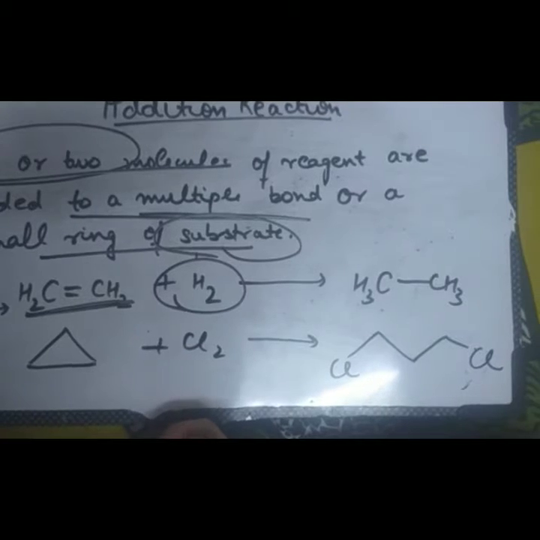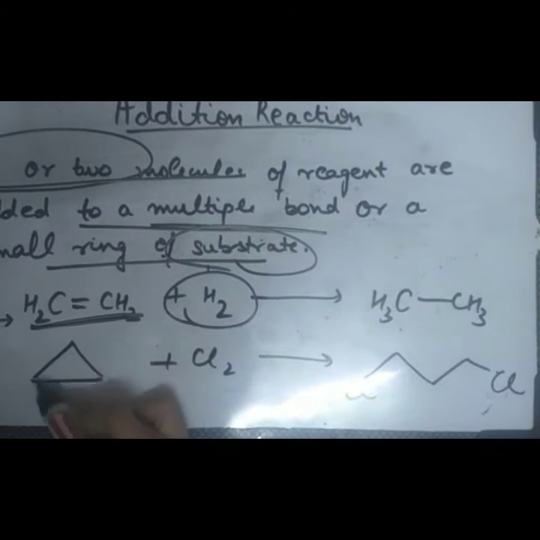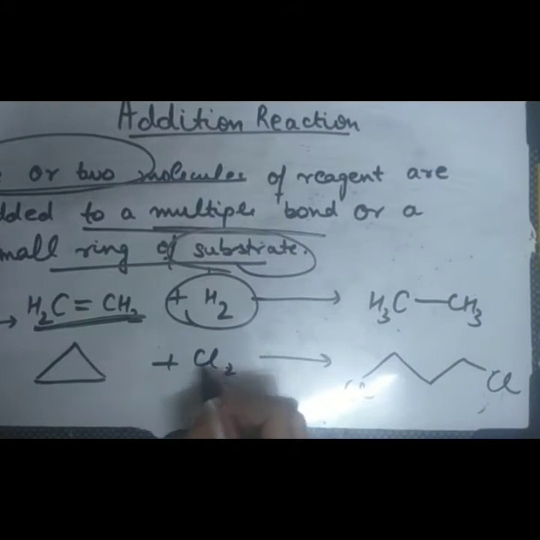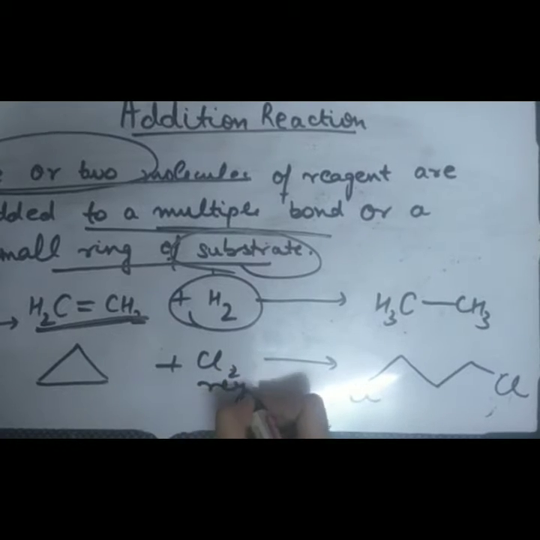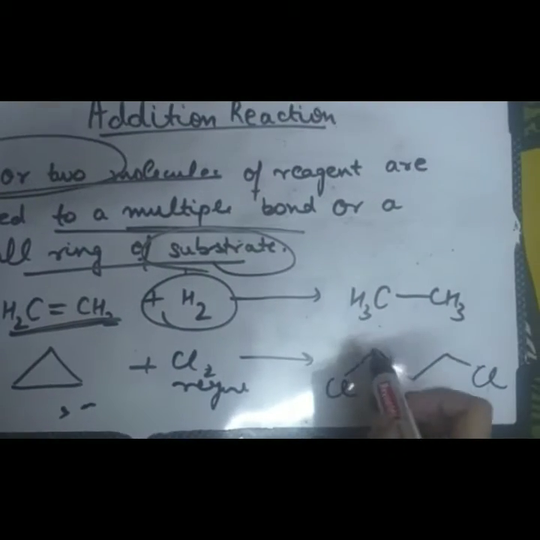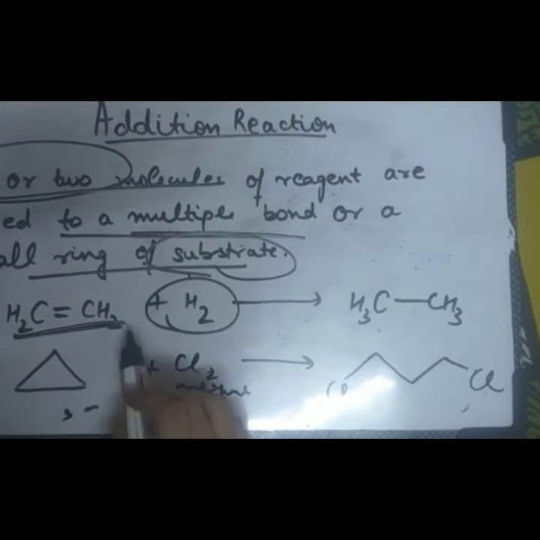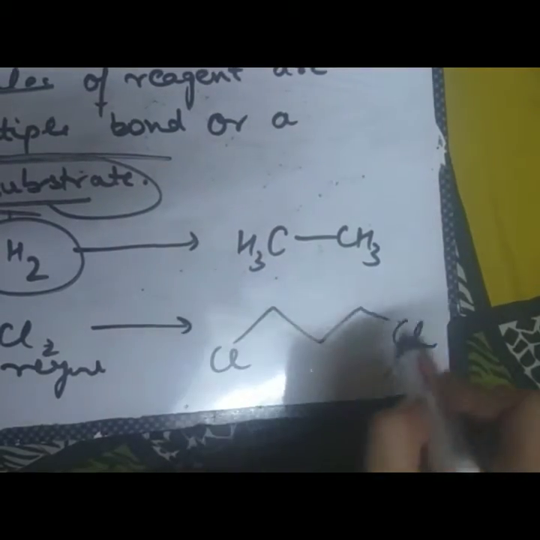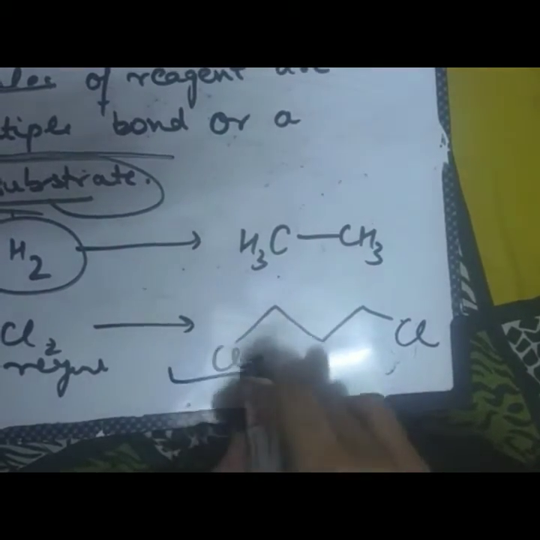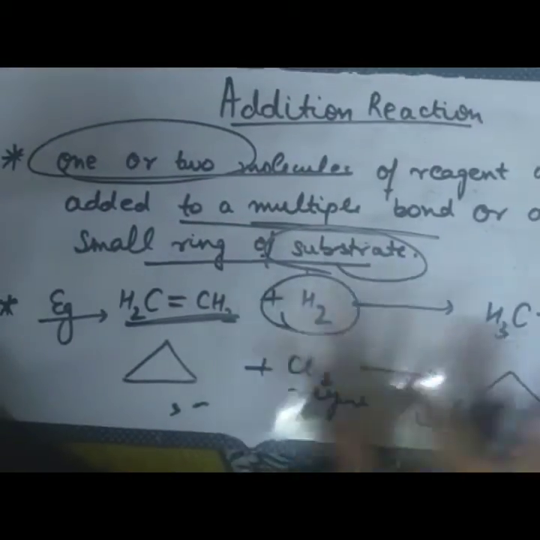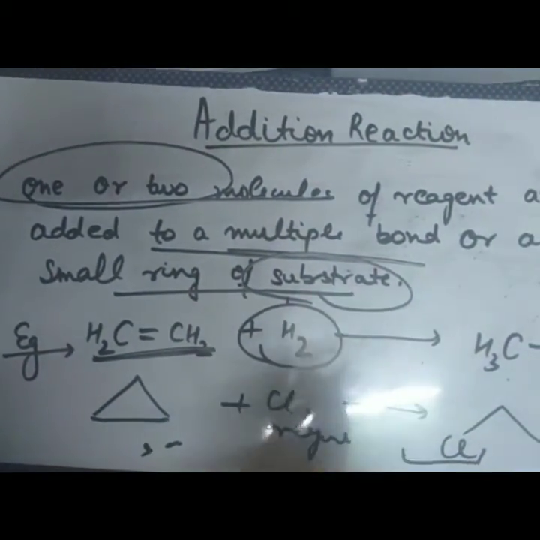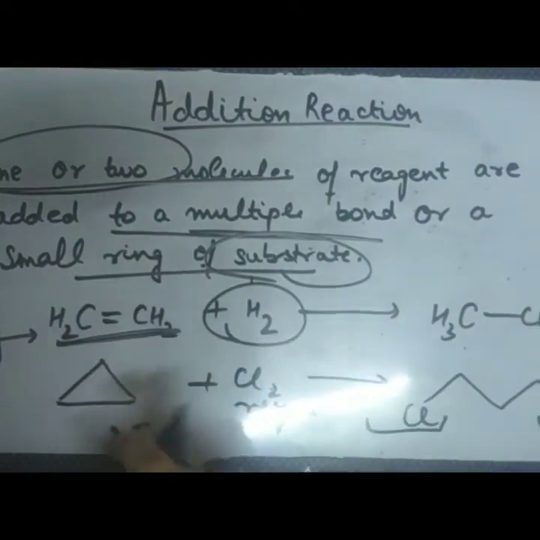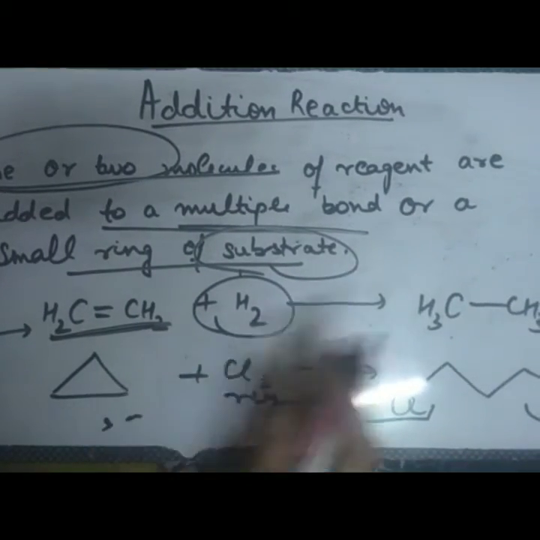Another example we can see, we have cyclopropane. On adding Cl2 in it, which is reagent, and this is substrate, we obtain the ring opens up, we obtain a chain type structure and two Cl are attached to it. So this is addition reaction, in which something is added to a multiple bond or a ring.